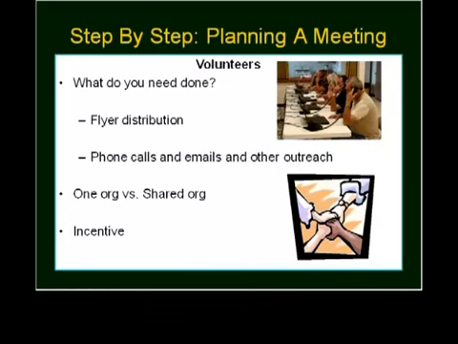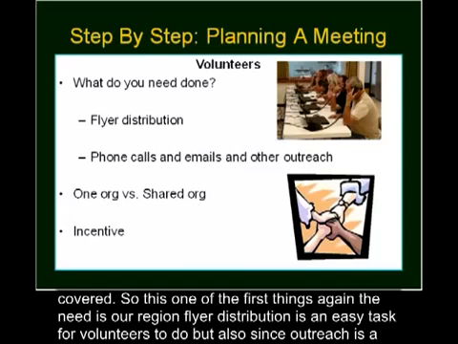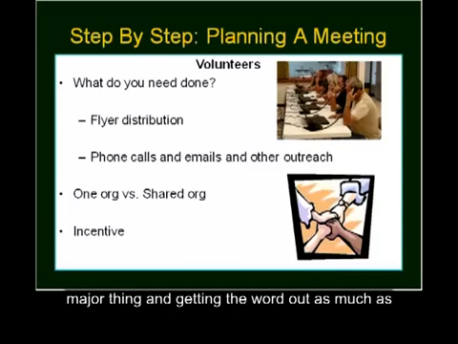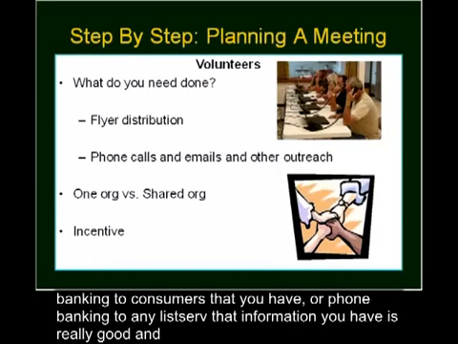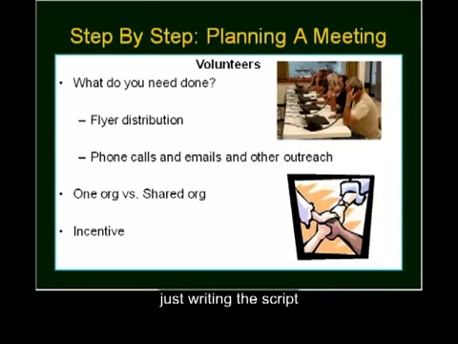So one of the first things that you need done, again, is outreach, and flyer distribution is an easy task for volunteers to do. But also, since outreach is the major thing and getting the word out as much as possible is really important, phone calls and emails and other outreach is an easy volunteer task to do. So phone banking to consumers that you have, or phone banking to any listserv that you have, information that you have, is really, really good.